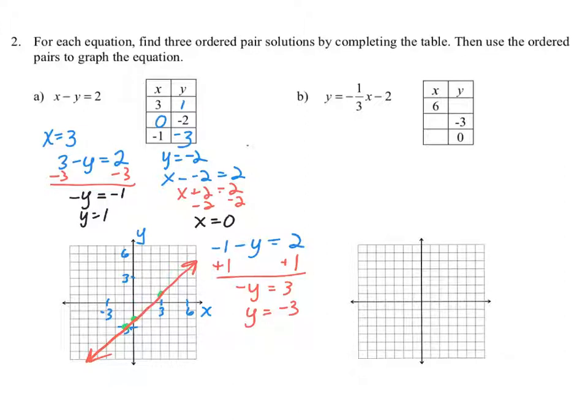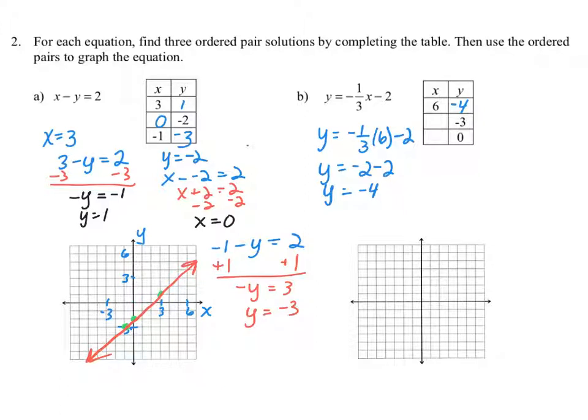Let's continue with part B. In part B, we're going to complete the table first when x is equal to 6. We're going to rewrite the original equation replacing x with 6. So we simplify this. We get -1/3 times 6. We can multiply fractions. That's -6 divided by 3, which is -2, minus 2. So we get y is equal to -4.